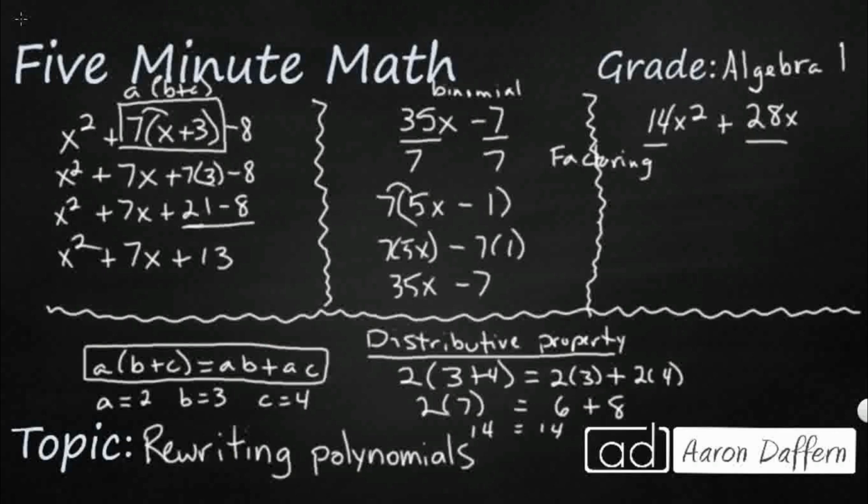Think, what could we divide both terms by? Now we have an x in both. So I'm going to divide both by an x. And 14 and 28 can actually both be divided by 14. So if I divide that 14x squared by 14x, that's going to be just x, plus, and then the x's cancel out. 28 divided by 14 is 2. So it's going to be x plus 2, and I divided both by 14x.